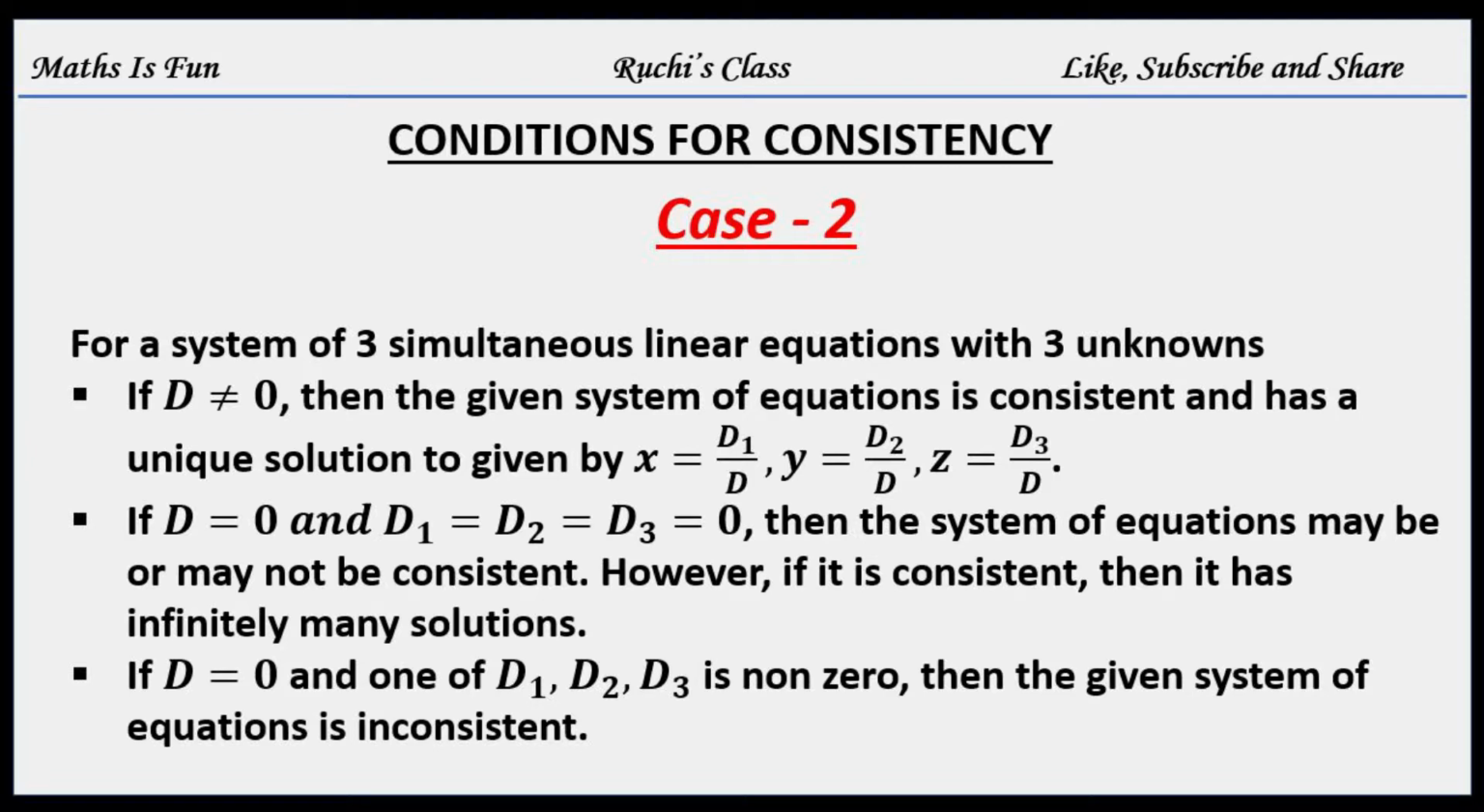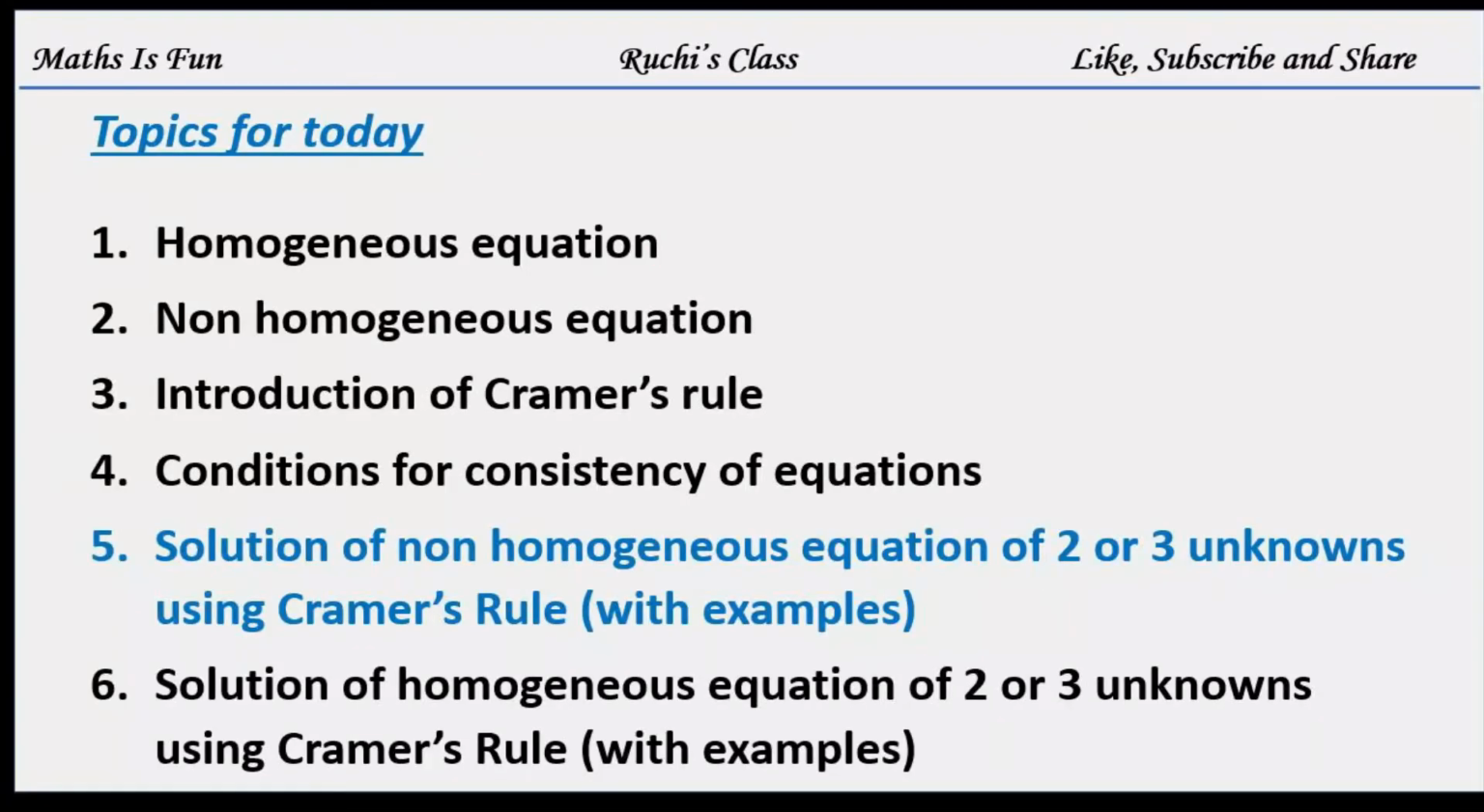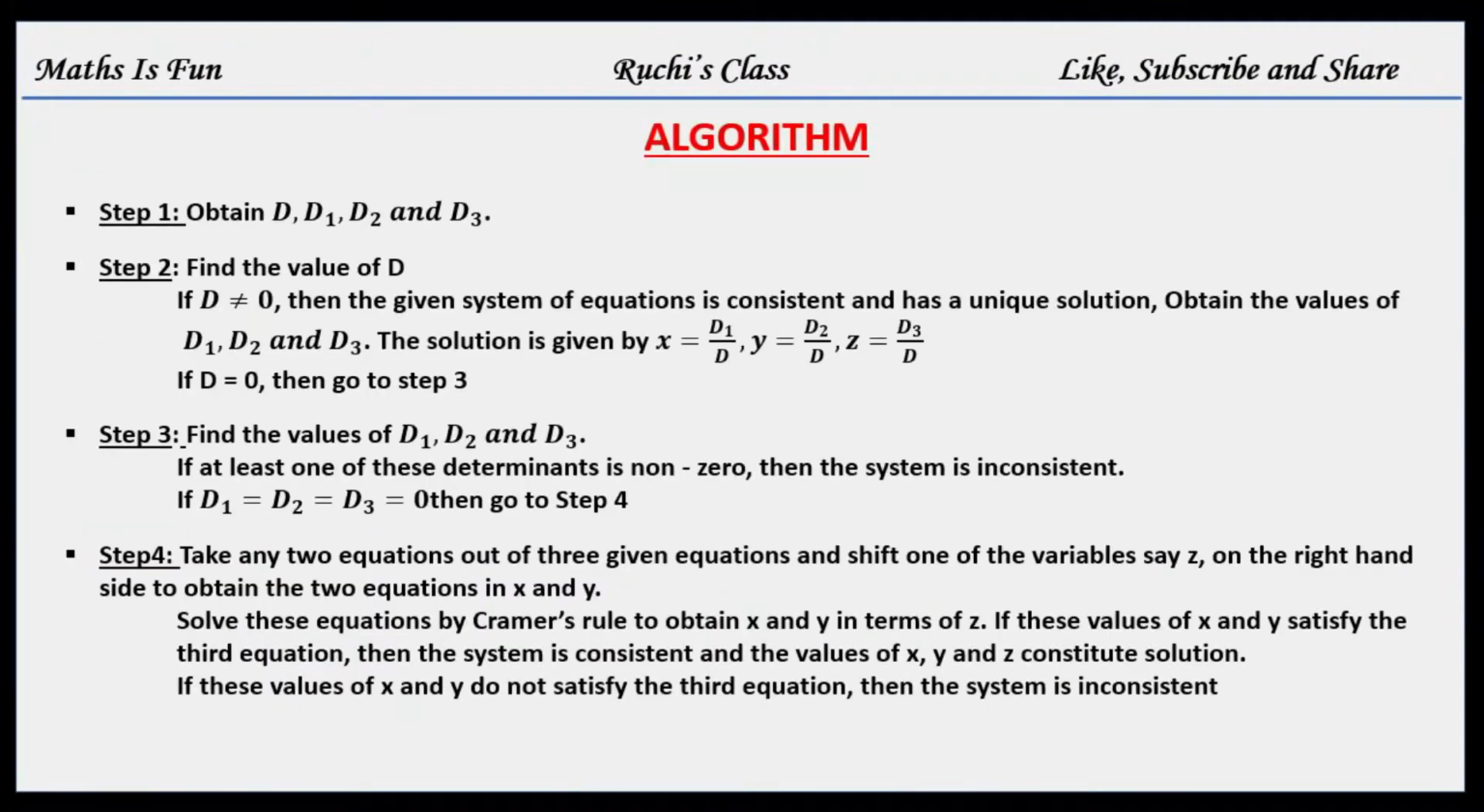Now, in order to solve the non-homogeneous simultaneous equations by Cramer's rule, we may use the following algorithm. So, what you have to do? First, we have to obtain D, D1, D2, D3. Find the value of D. If D is not equal to 0, then the system of equations is consistent and has a unique solution. To find the solution, obtain the values of D1, D2, D3. The solution is given by x is equal to d1 by D, y is equal to d2 by D, and z is equal to d3 by D.